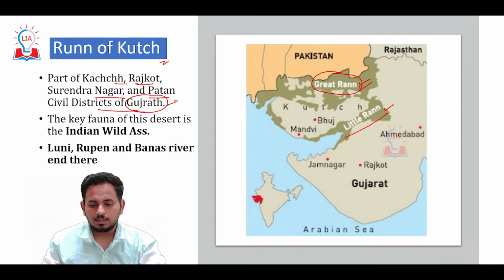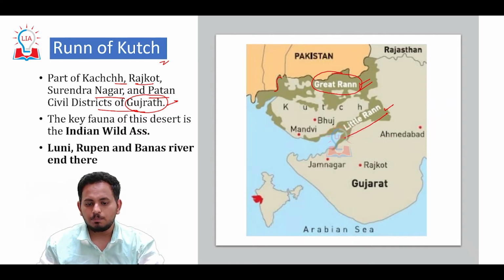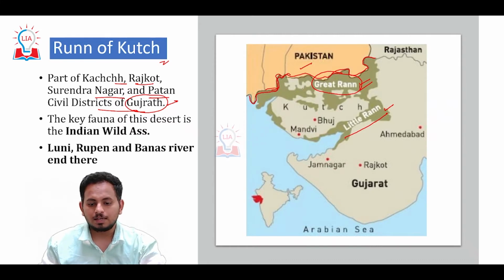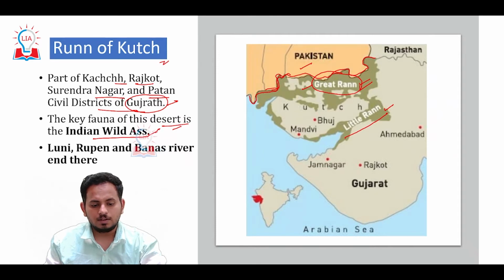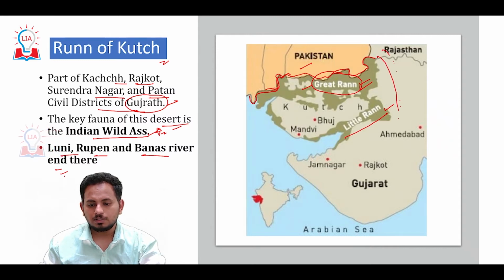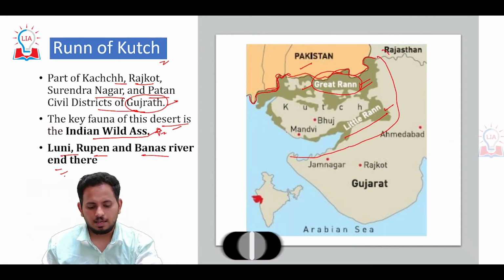So you can deduce that it is entirely part of Gujarat, and here you can see it forms the border between India and Pakistan, that is Gujarat and Pakistan. So Run of Kutch Biosphere Reserve forms the boundary between Pakistan and Gujarat. The key fauna of this desert is the Indian wild ass. Very important to remember, Indian wild ass. Luni, Banas and Rupin rivers end in this particular area.